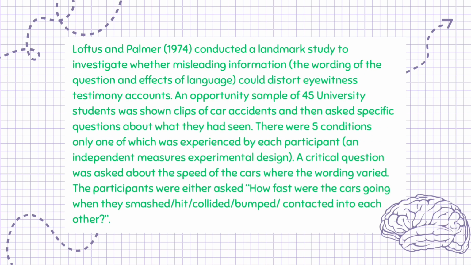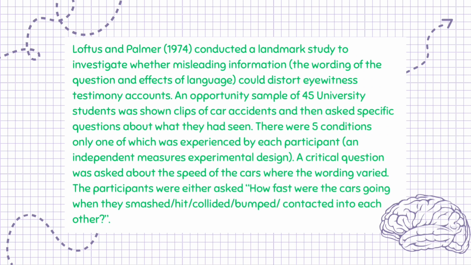Loftus and Palmer, 1974, conducted a landmark study to investigate whether misleading information, the wording of the question and effects of language, could distort eyewitness testimony accounts. An opportunity sample of 45 university students was shown clips of car accidents and then asked specific questions about what they had seen. There were 5 conditions, only one of which was experienced by each participant, an independent measures experimental design. A critical question was asked about the speed of the cars where the wording varied.